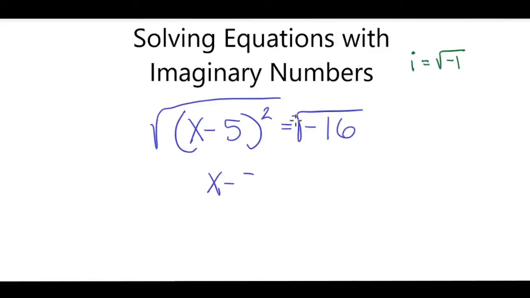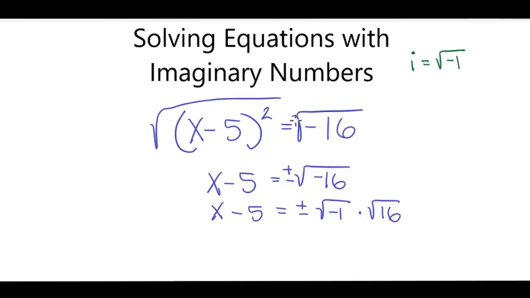So I'm left with x - 5 equals the square root of -16. But remember, this is going to be plus or minus the square root of -16. Now I have x - 5 equals... remember that if you have a negative inside of a radical, you need to factor out a -1 in the radical. So I'll have plus or minus the square root of -1 times the square root of 16.